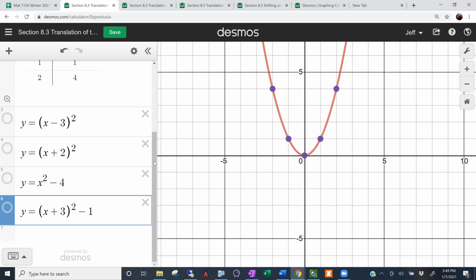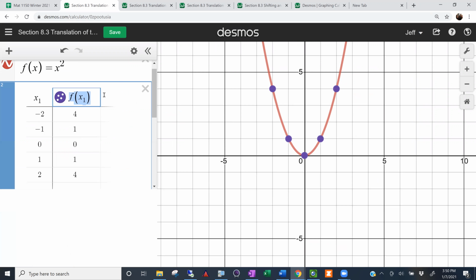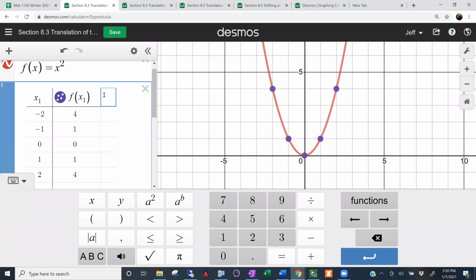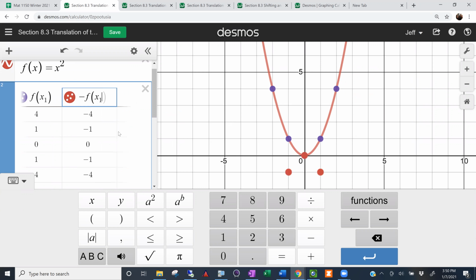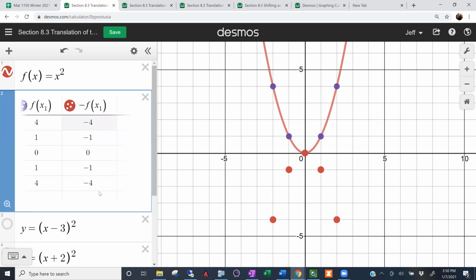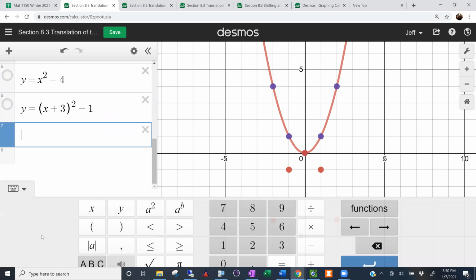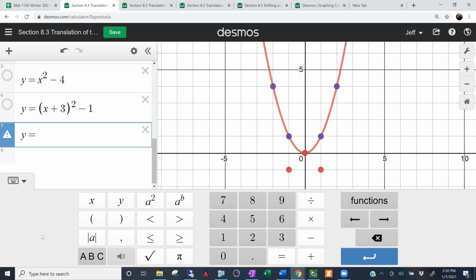Now, if you want to see it in a numerical way, we can do that, I think. Let's see, can I add? Yeah, I can add another column. I can do minus f of x1. And what happens when you look at negative x squared, that is, if I put a negative there, then all your y values get multiplied by a negative. So instead of opening up, what's this graph going to do? You said opening down, then good on you. Y equals negative x squared.